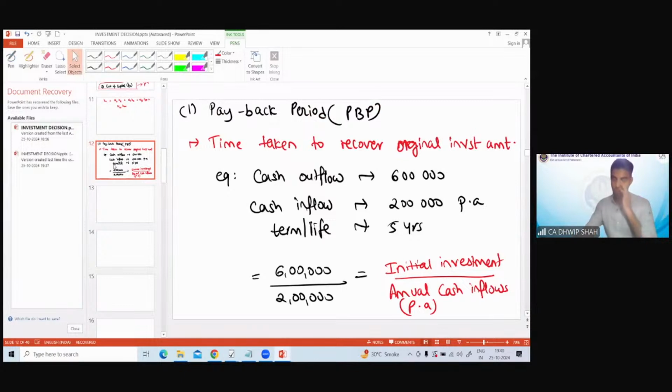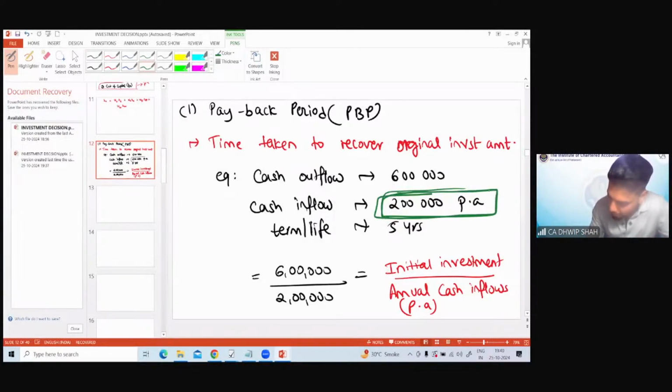Okay, so this is the formula to calculate payback period. But friends, students, please keep in mind, when cash inflow is constant per annum, only then we can use this formula. Initial investment upon annual cash inflows per annum.